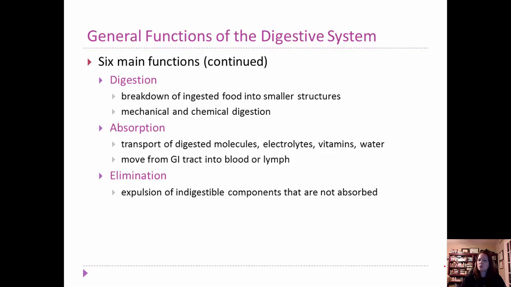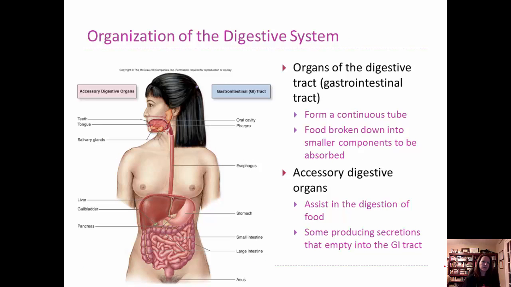But we don't absorb only molecules of nutrients that we eat. We also, of course, absorb electrolytes, vitamins from all of the foods that we eat that are rich in vitamins, and water as well is absorbed in the digestive system. And then, of course, anything that we don't absorb, anything that we don't need, is going to be removed from the body. And that's what we will end with there.